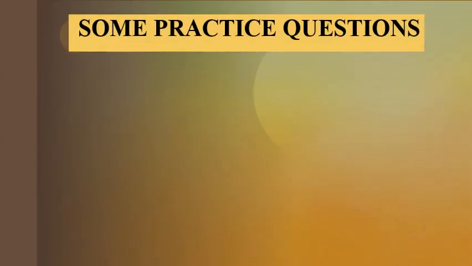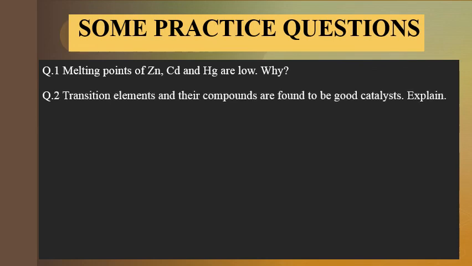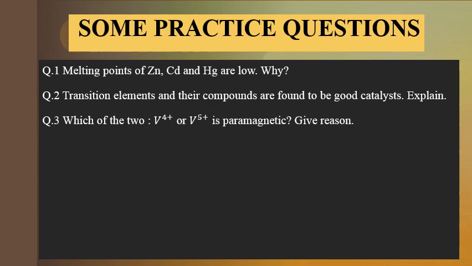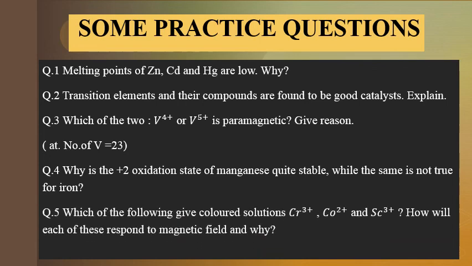Now there are some practice questions for you. So do these questions. Question number first, melting points of zinc, cadmium and mercury are low. Why? Question number second. Question third. Question fourth. And question fifth.